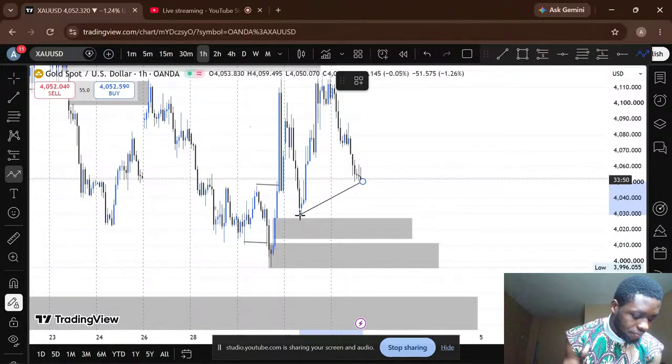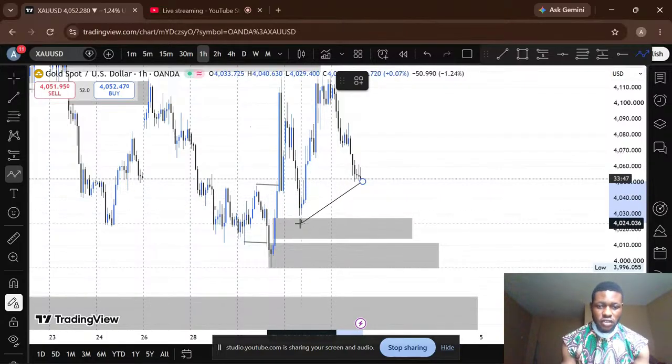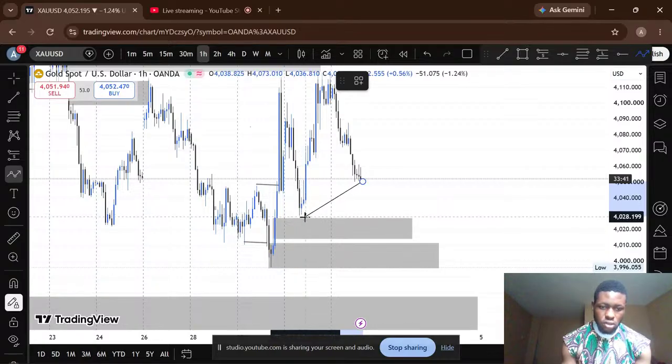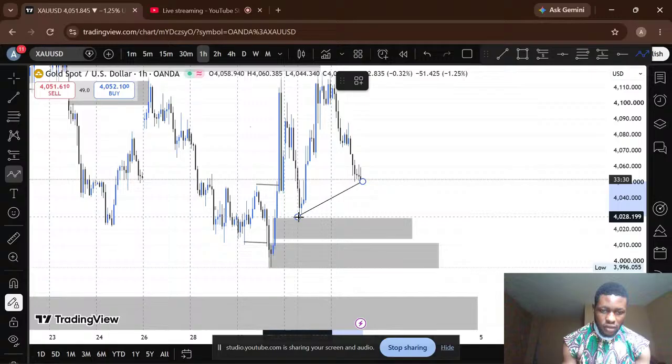Price. So we want to see price clear this zone. This zone is a liquidity zone. So price might come here and clear it off.